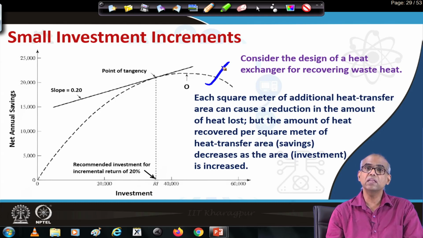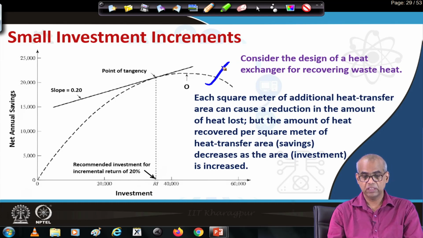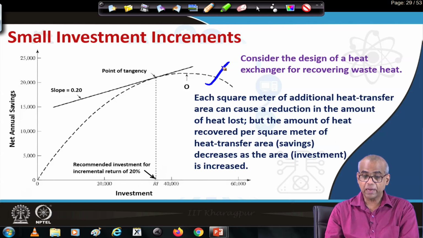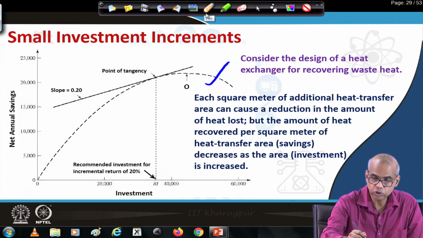Note that as you go on increasing the area of the heat transfer, you are investing more and more amount of money. So, initially when you invest, that means when you increase the surface area, you recover a lot of waste heat. So, you do more savings. But as you go on increasing the heat transfer area, that means as you go on investing, the amount of heat recovered per square meter of heat transfer area, which is savings, decreases. So, you will get a plot as shown in the figure.